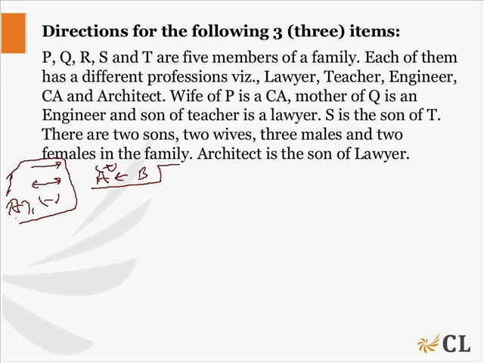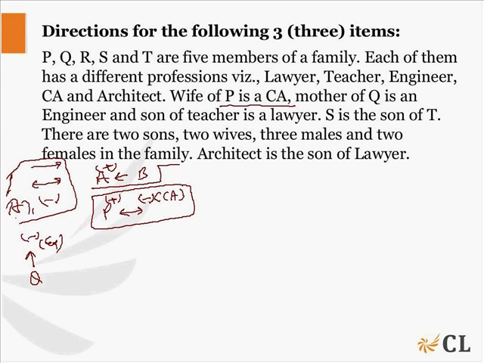Now see, wife of P is CA. So there's P, his wife, double arrow comes, is CA. For wife, minus will come, it becomes plus. So this is the first condition I got. Mother of Q is an engineer. Mother of Q, mother means minus, an engineer. This is the second data I have. Always make a notation out of this. It is always easy.